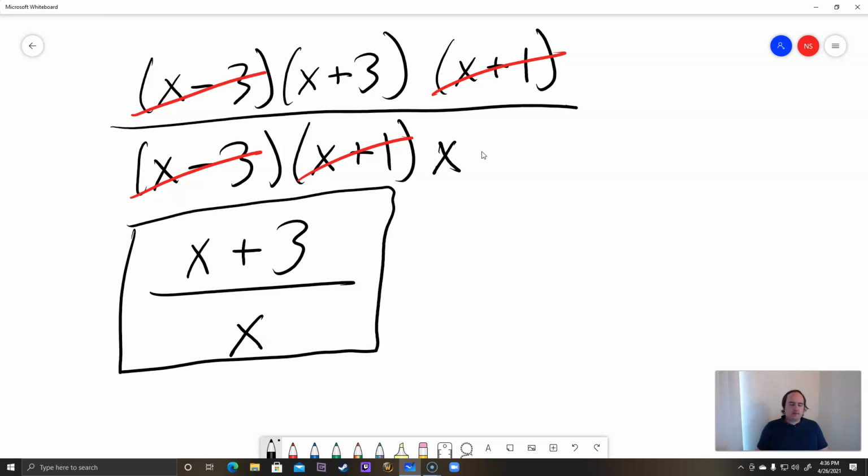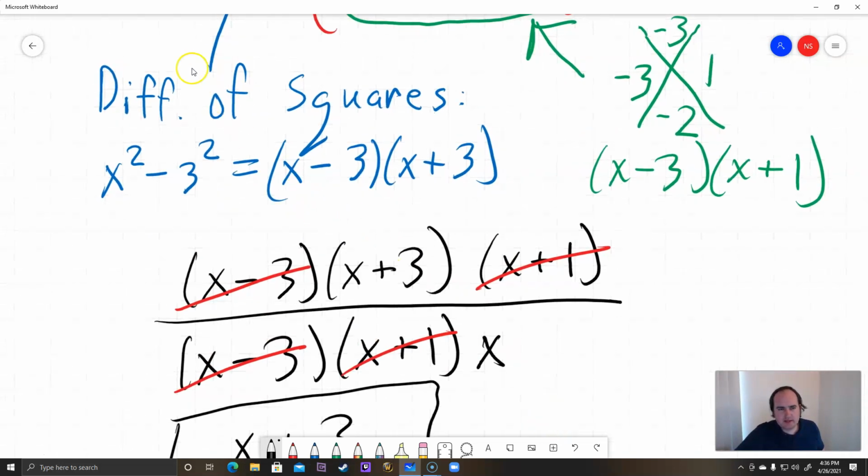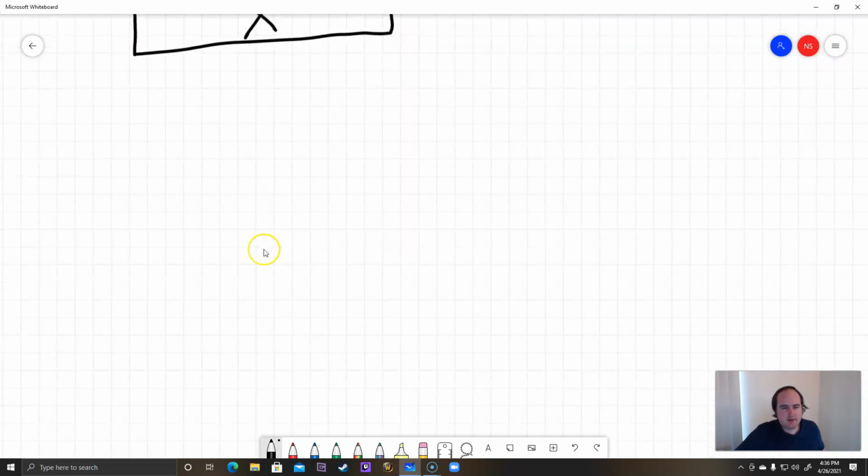Okay, so there's one more example I wanted to do. And this is definitely the hardest one on your homework, mostly just because it's big. It's just a really big problem. It has a lot of stuff going on. Okay, so example number 6.